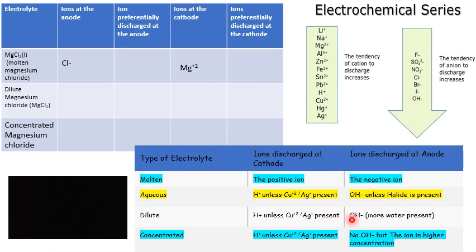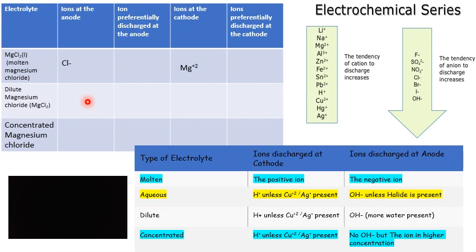At your anode, if it's in a dilute solution, you're going to have hydroxide being discharged. That is what this chart is telling me. Why is it that hydroxide is being discharged? We have to remember that with a dilute solution you have more water present, so you have more hydroxide present. So at the anode, the one that's going to be discharged is the one that is in higher amounts. That's how you remember it.